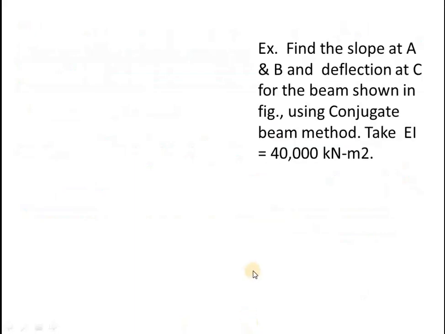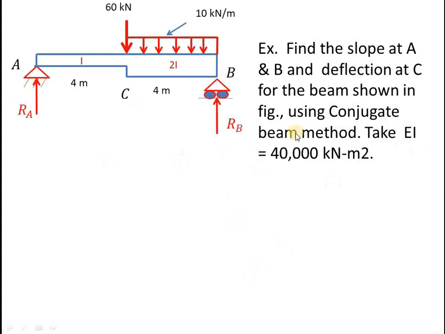Now let us consider one more problem here. It says: find the slope at A and B, that is both the supports, and the deflection at C for the beam shown in the figure. So this is the beam shown. The value of EI, the flexural rigidity, is given as 40,000 kilonewton meter square. You have to use the conjugate beam method now.